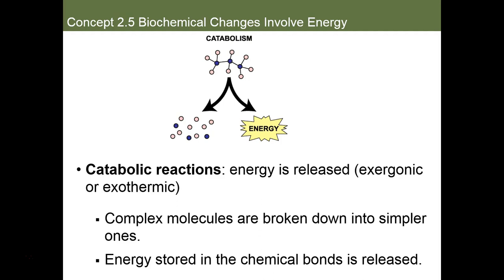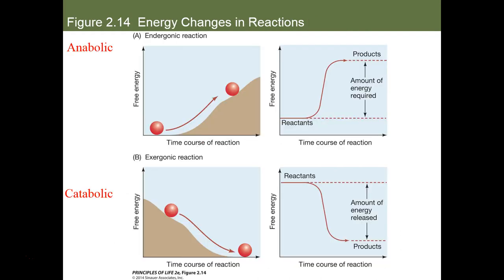The second metabolic reaction is called catabolic reaction. This is a reaction that releases energy from a product. This type of reaction can also be referred to as exergonic or exothermic. Here, complex molecules are broken down into simpler ones. Energy that was stored in the chemical bonds is released. Catabolic reactions are illustrated by the bottom two diagrams here.